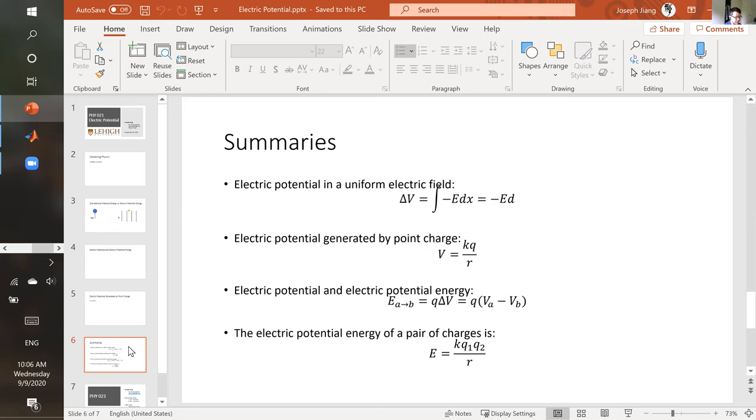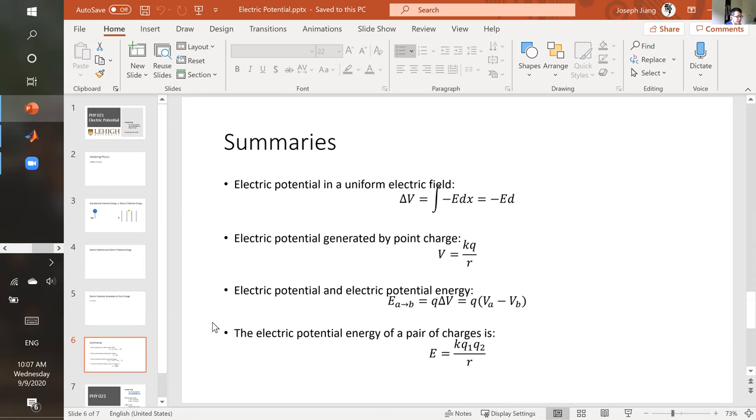And the last one is how to calculate the electric potential energy stored in a pair of charges. We just use the k constant times the value of each charge, then over the distance. This is what we are going to review today.